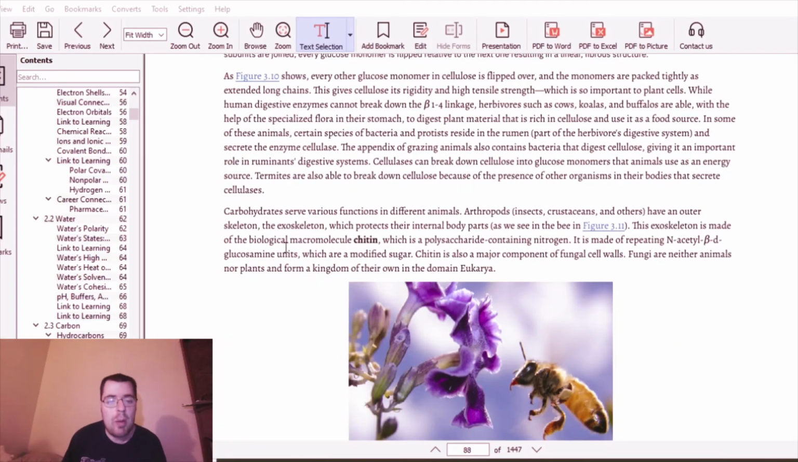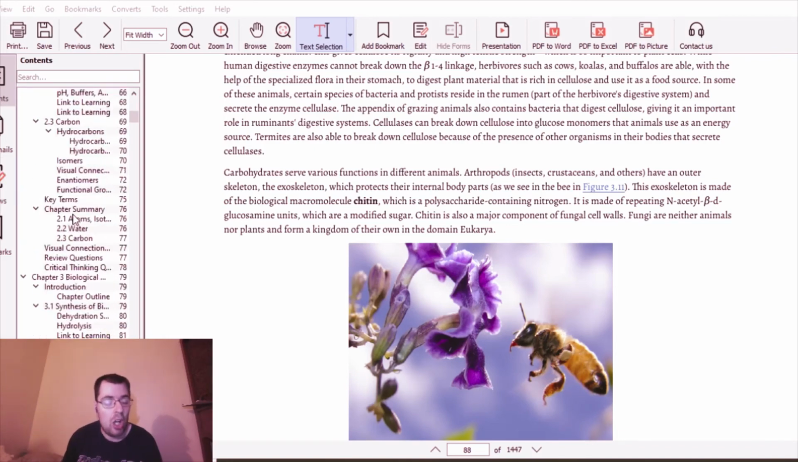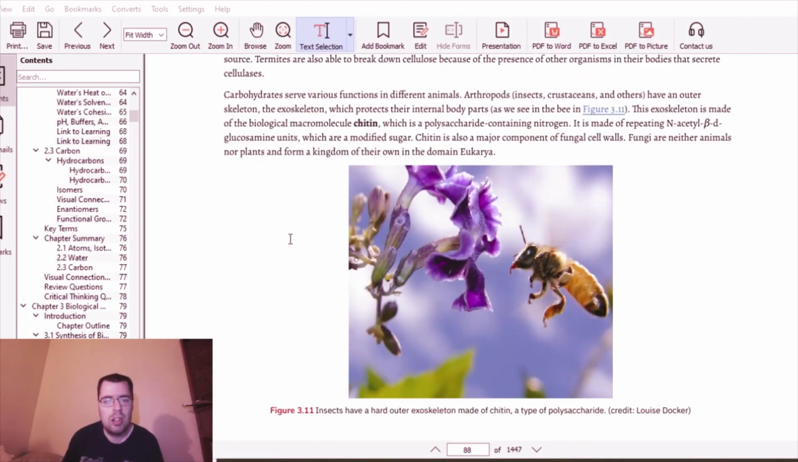Alright. Carbohydrates serve various functions in different animals. Arthropods, such as insects, crustaceans, and others. I think what else falls under arthropods? Oh, crud. I just went over this with someone else. I don't remember. But arthropods is the most abundant animal genus, I think, so we'll get there. But the exoskeleton of these animals is made of chitin. Chitin is also a major component in fungi cell walls.